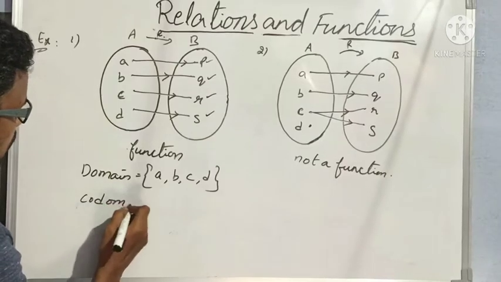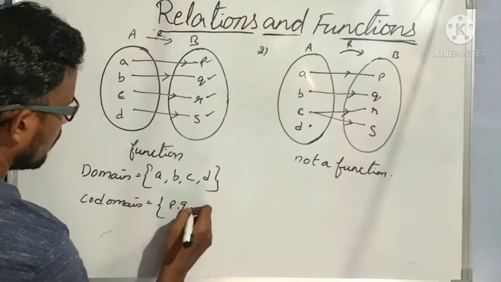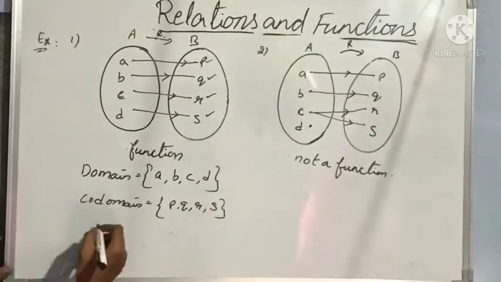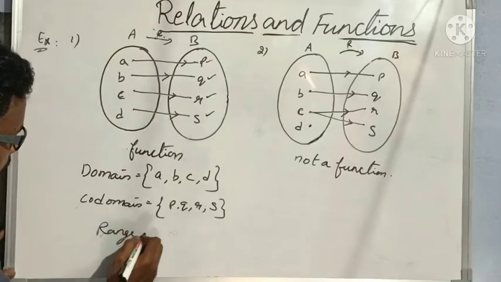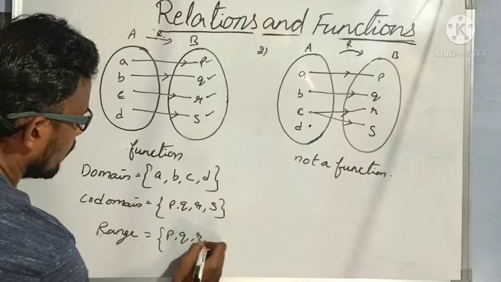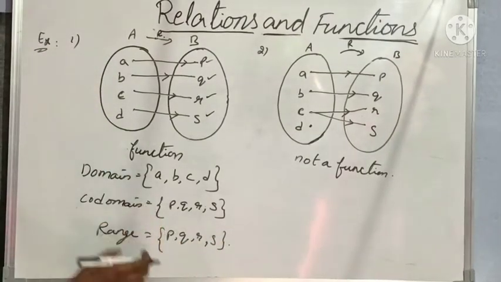Codomain also means every element of set B, even if it is mapped or not mapped. So PQRS is the codomain here. Next, range. Range means whatever elements of B are mapped, those are all the range here. Okay, this is how we have to find out domain, codomain and range.